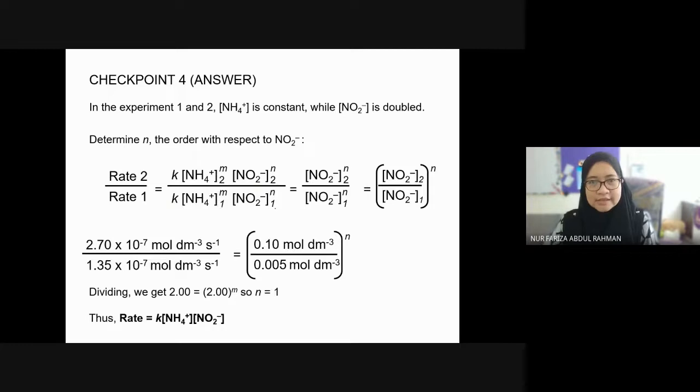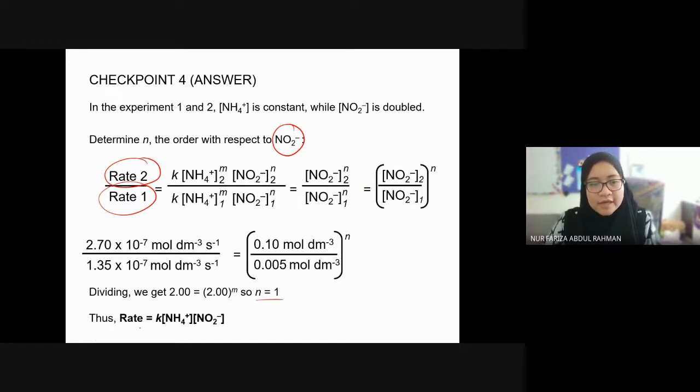Next, with respect to NO2 minus, the same approach applies. This time around, we're going to choose rate 2 and rate 1. Finally, we have N is equal to 1. The ratio is, M is equal to 1 and N is also equal to 1. So that is the order for both NH4 plus and NO2 minus.